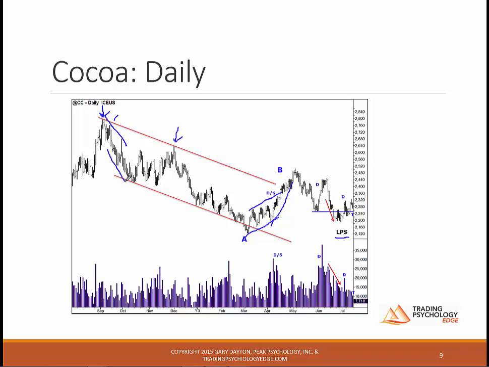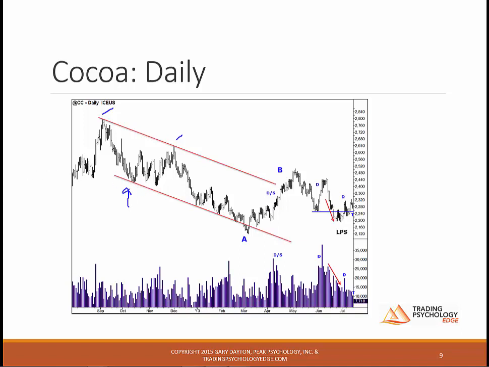Okay, but then it gets broken over here, so you would adjust it as you go along. So anyway, the overall trend channel comes in here and here, and then you would take a parallel and put it on here. That's right.